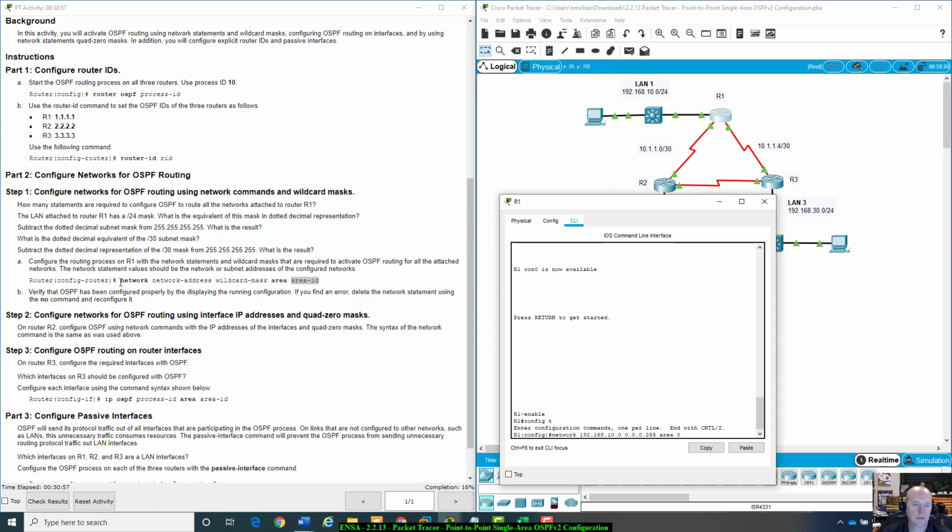It's kind of hard to see, but this is bold, so this is actually the command. This is what it's looking for. You type in the word network, then your actual network address, then the wildcard mask, then the word area, and then the area ID, just the number, which is 0.